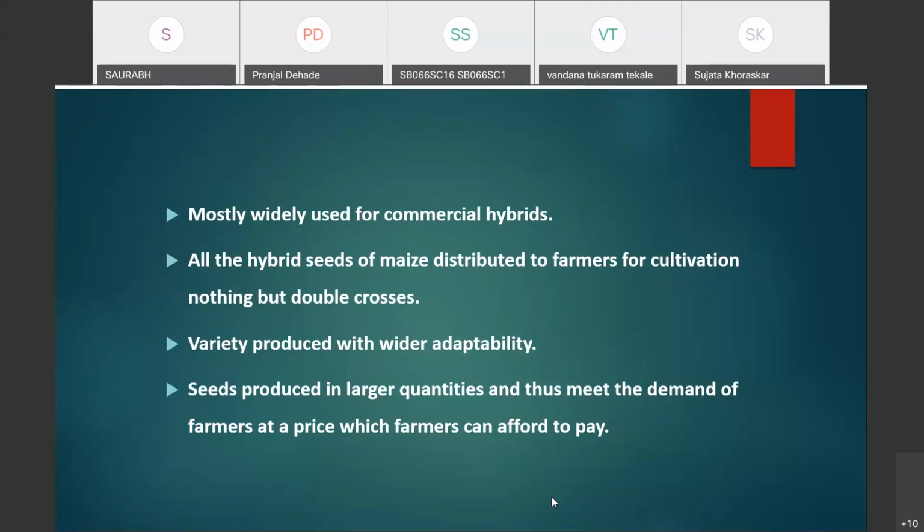Generally, in this method a large quantity of seeds is produced, and thus these seeds meet the demand of farmers at a price which farmers can afford to pay. That is all about double crosses.